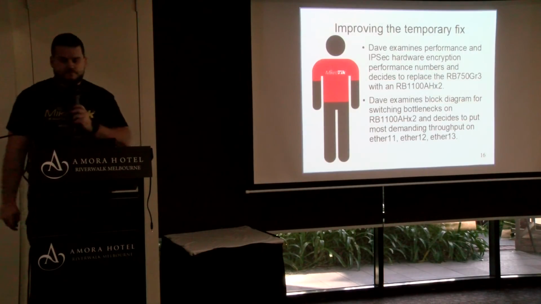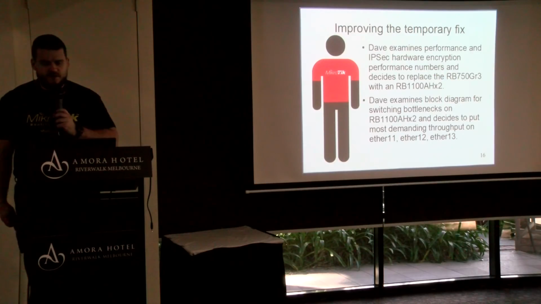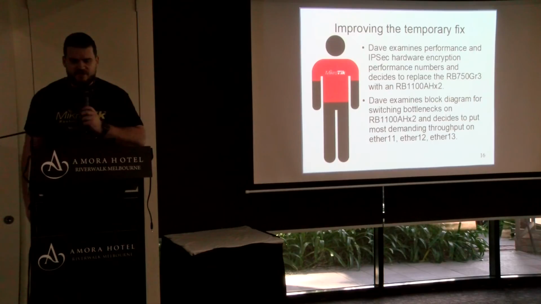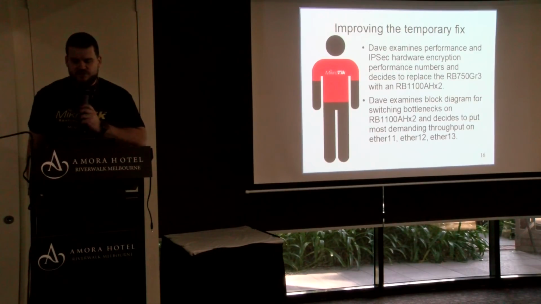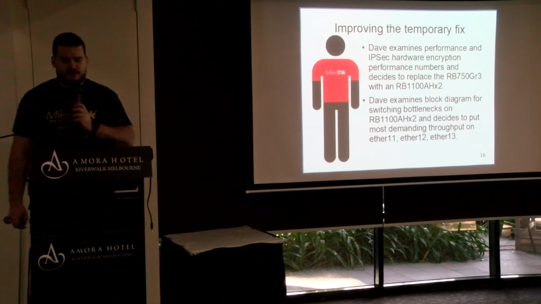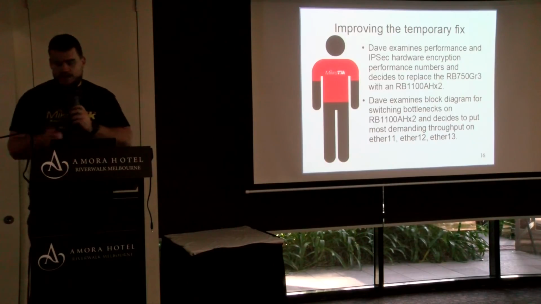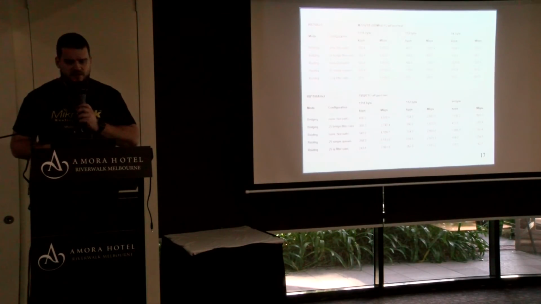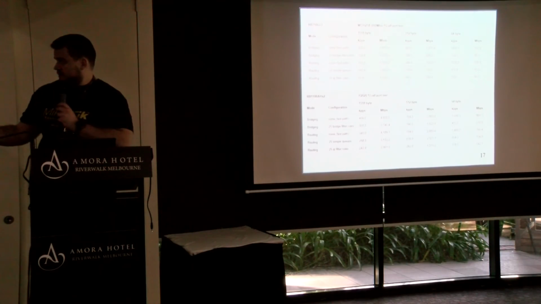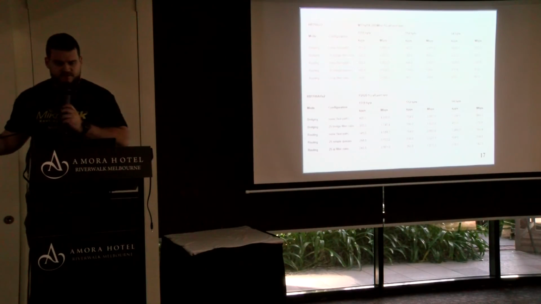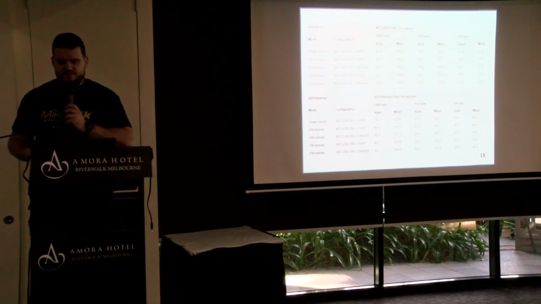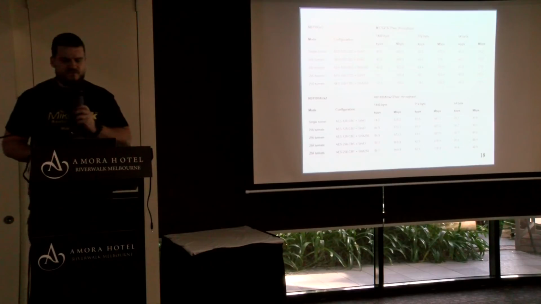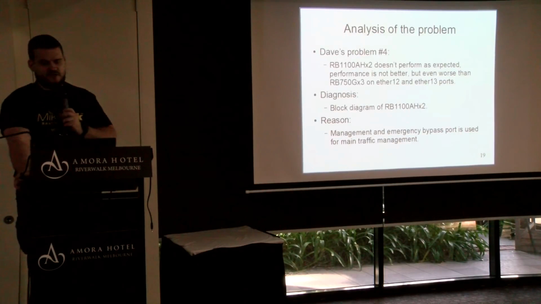Okay, so basically with this new information, now Dave examines the performance table of IPsec hardware encryption and decides to replace his 750GR3 with the 1100, the old one, AHX2. He also examines the block diagram for switching bottlenecks and decides to put the most demanding throughput on ports 11, 12, and 13. So if we take a look at the performance table, we can see that the 1100AHX2 is like 3 to 4 times faster. And if we take a look at hardware encryption, it has 2.5 to 3 times more hardware encryption speed than the 750. But of course, they've run into another problem.